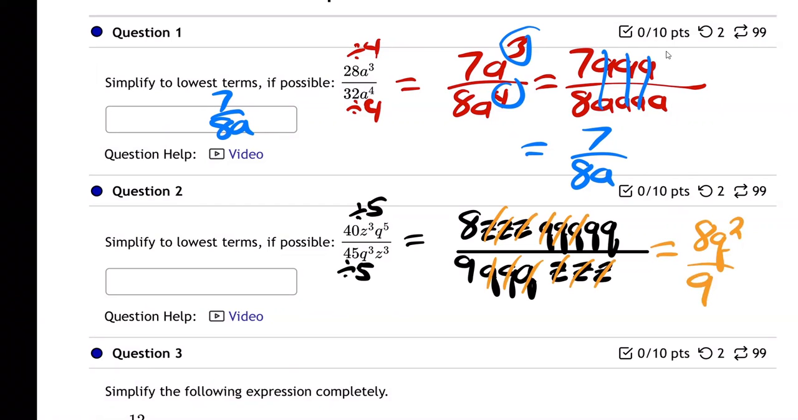So really, you could have just subtracted powers again, right? We could have totally just canceled out these z cubes and subtracted the q5, take away q3, leaves q squared on the top, doesn't it? And so there's our final answer, 8 q squared over 9, just like that. There we go.